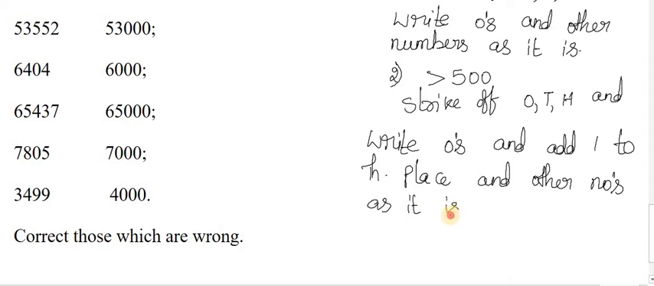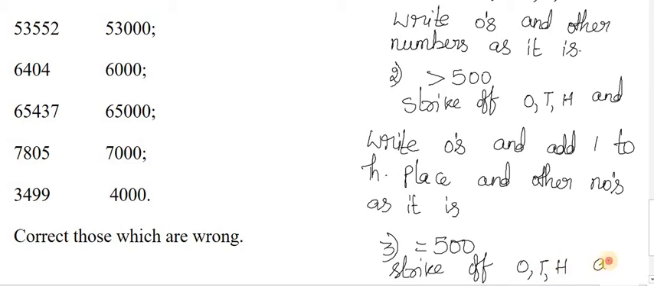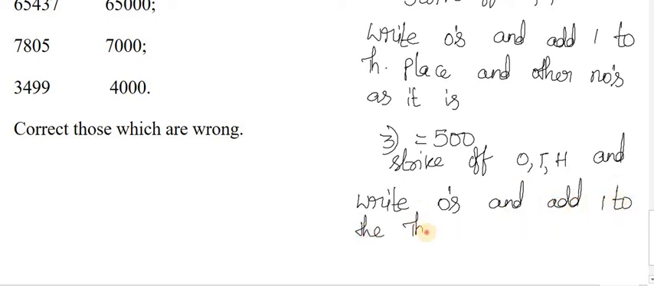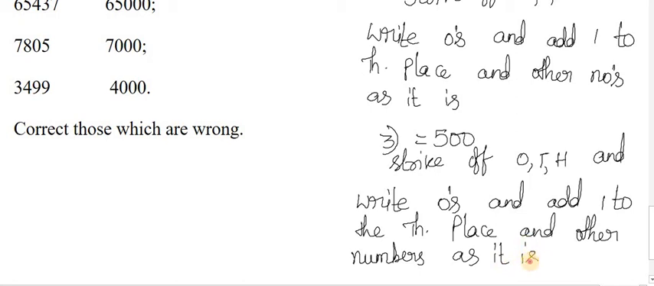In the third case, if it is equal to 500, same as greater than 500, strike off the ones, tens, hundreds place and write zeros and add 1 to the thousands place, and the other numbers as they are, meaning there is no change in the 10,000s place or higher, if it is more than that.